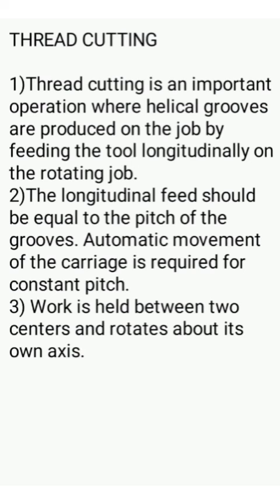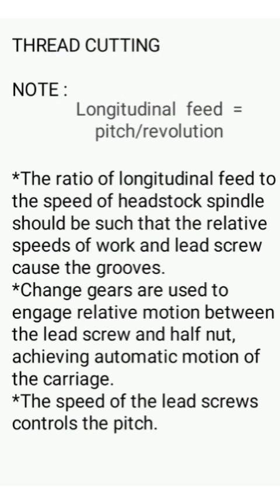Now for the thread cutting, note: longitudinal feed is equal to pitch divided by revolution. Now, the ratio of longitudinal feed to the speed of the headstock spindle should be such that the relative speed of work and lead screw cause the grooves. Number 2 point. The change gears are used to engage relative motions between the lead screw and half nut, achieving automatic movement of the carriage. The speed of the lead screw controls the pitch.